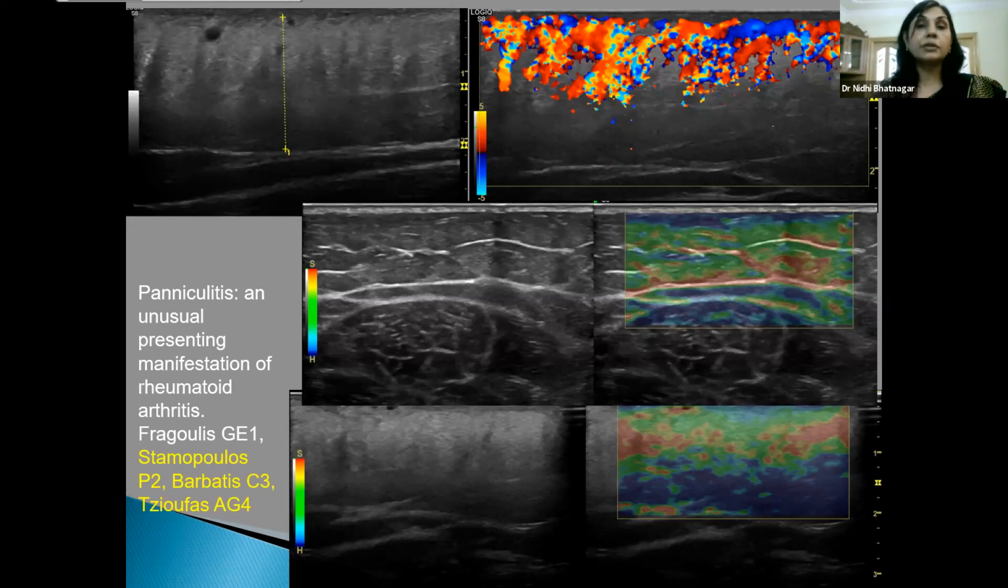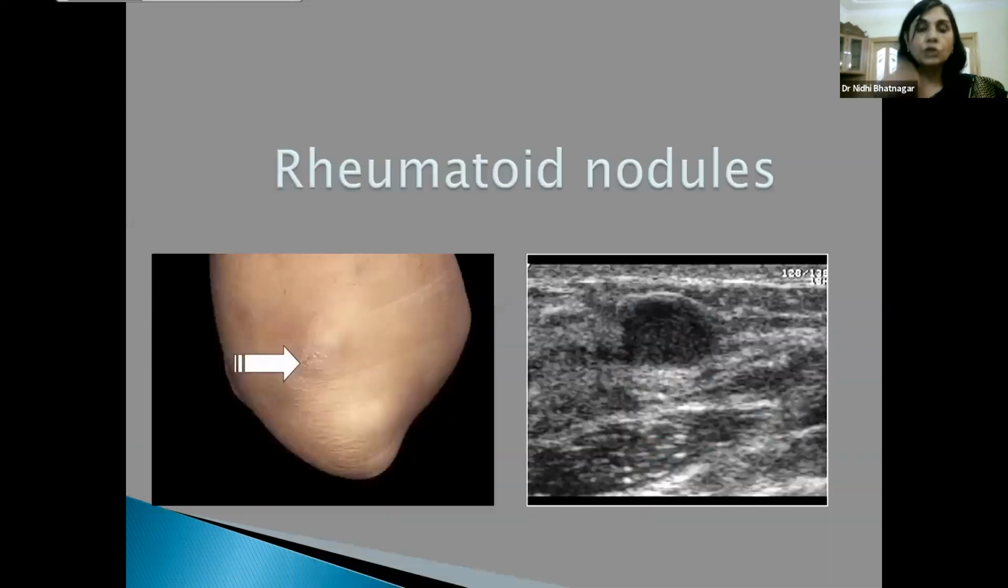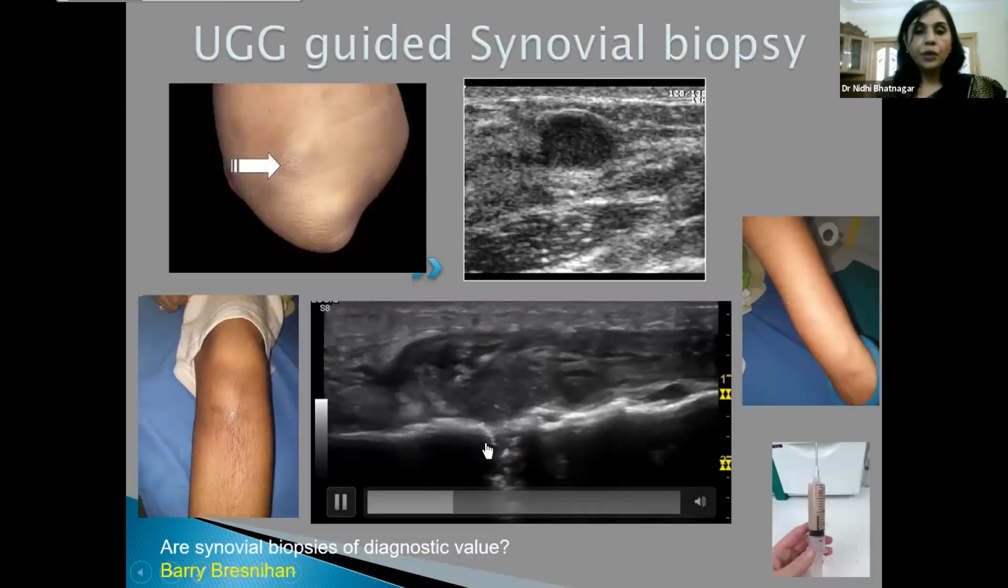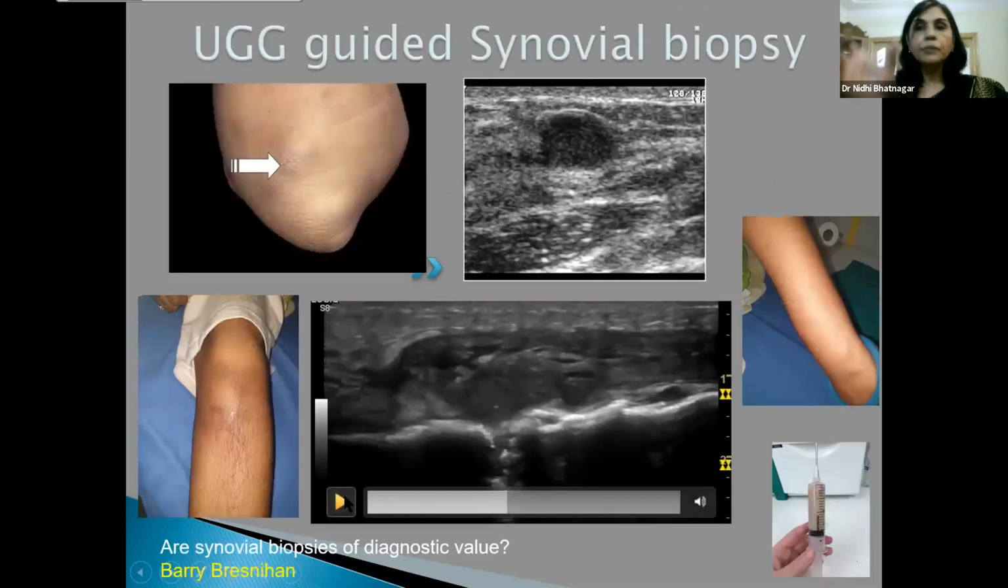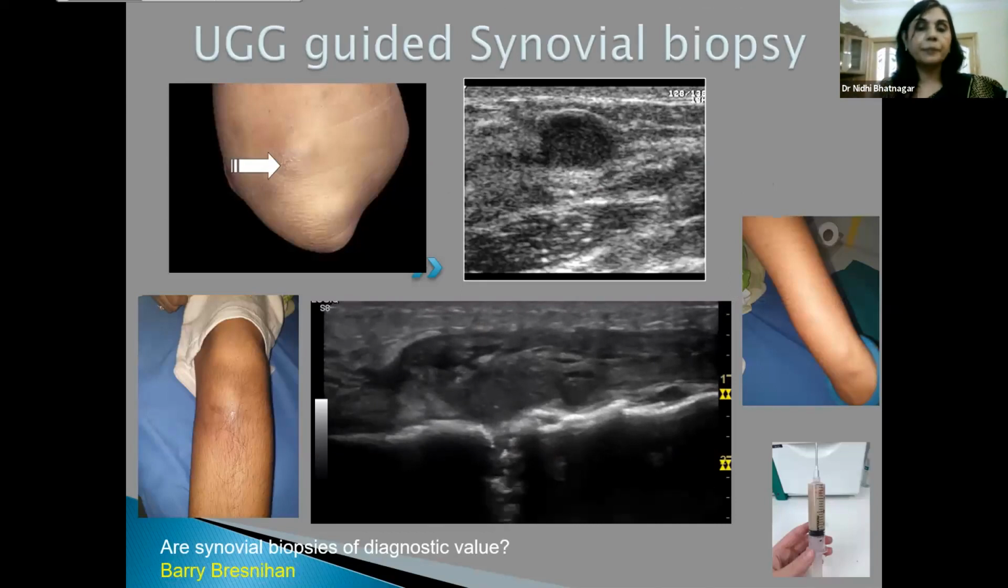On deeper asking, we found out that, yes, at one time, she was labeled as having an inflammatory joint disease, but she discontinued the treatment. So very important, if the patient presents, do at least try and put it into some sort of diagnostic criteria for diagnosis of rheumatoid arthritis.